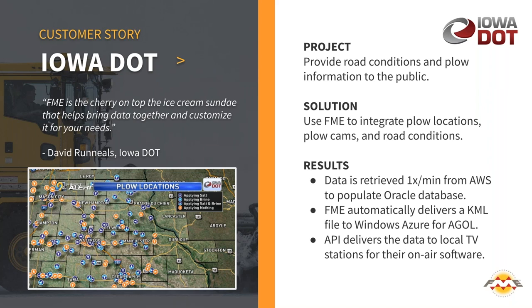The coolest, in my opinion, is this image here, which is used by local TV stations to show locations of snowplows. Now, I don't know if those of you who are listening today are located in a region where you get snow, but let me tell you from personal experience, that's a pretty big deal for those of us who do. Has the snowplow been to my house? Is it coming? And better yet, the live data feed that their FME workflow makes available to the public also shows the plow cam so you can see the road conditions.